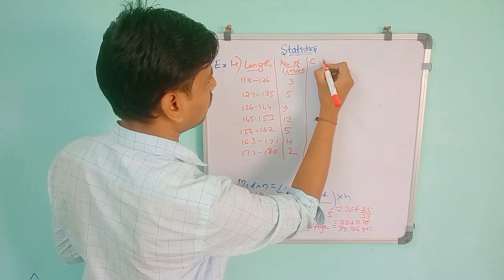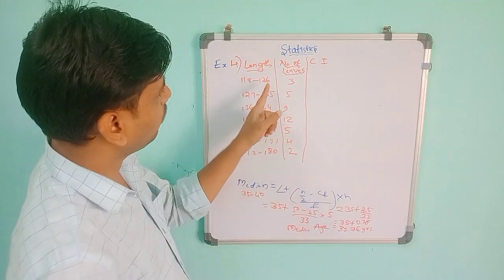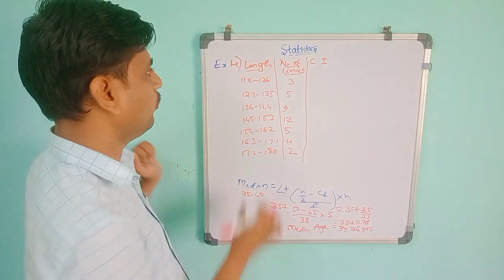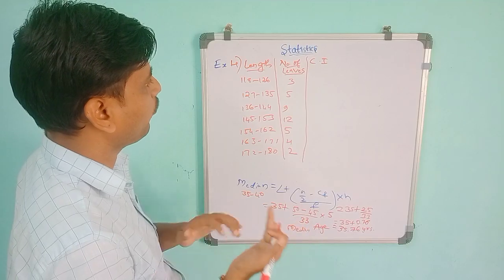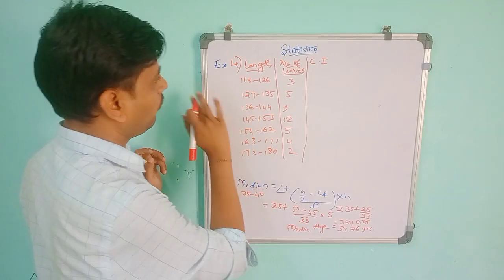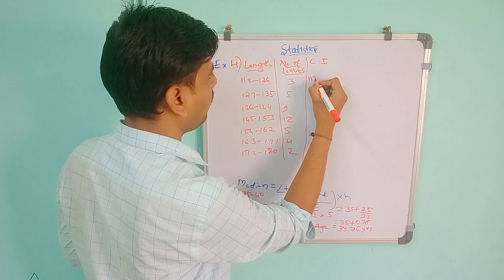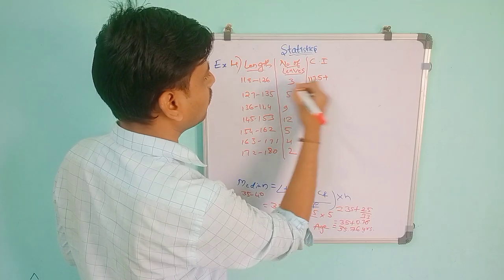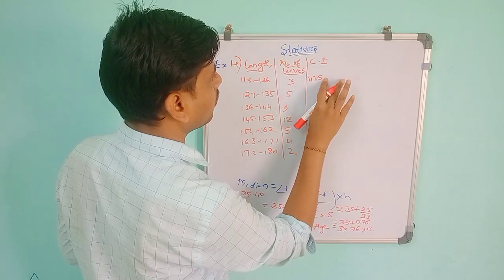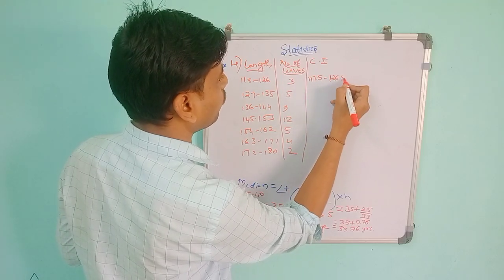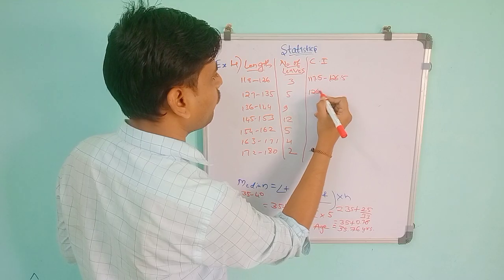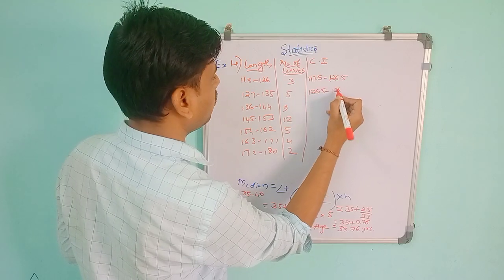For the first class interval, the gap between 126 and 127 is how much? 1. So for the lower limit, subtract 0.5, and for the upper limit, add 0.5. So 118 minus 0.5 is 117.5, 117.5 plus... 125 to 126.5, then 126.5 to 135.5.